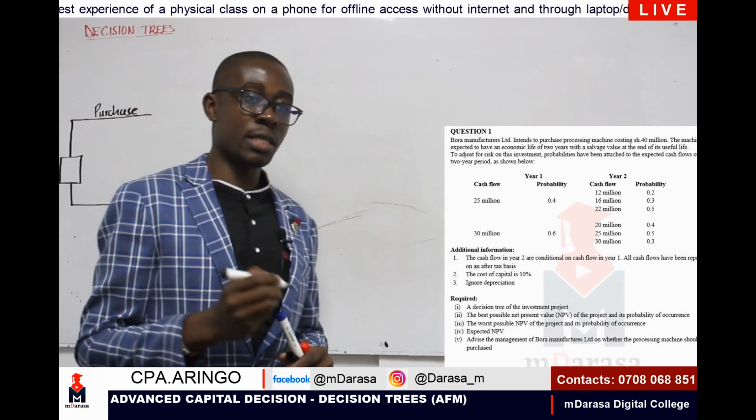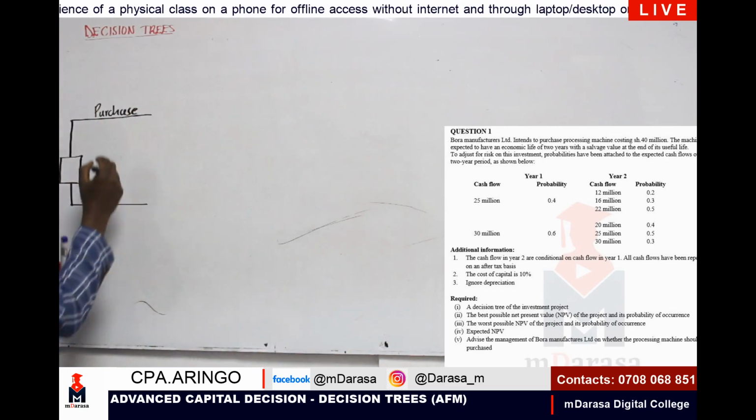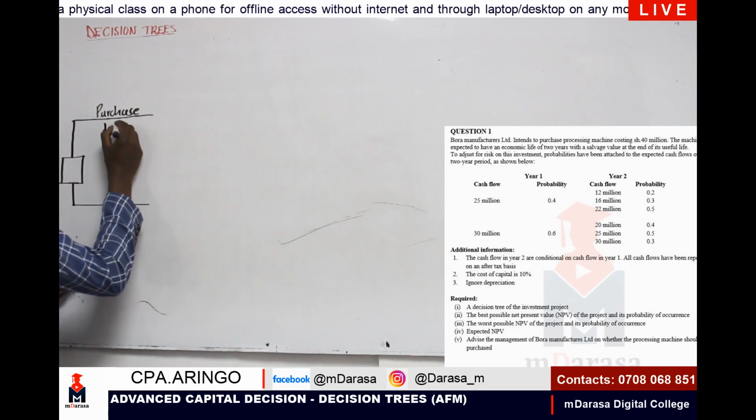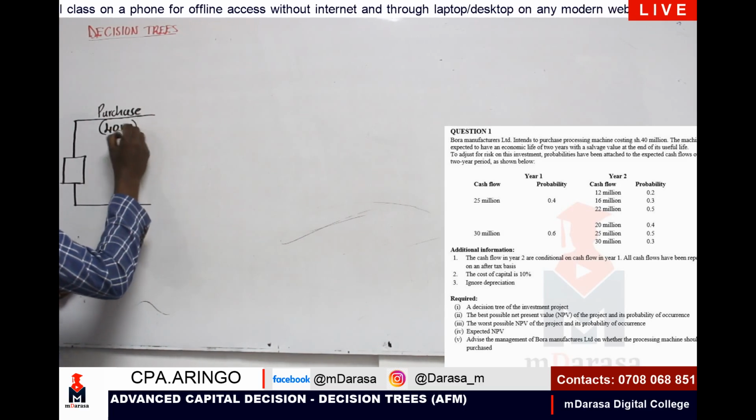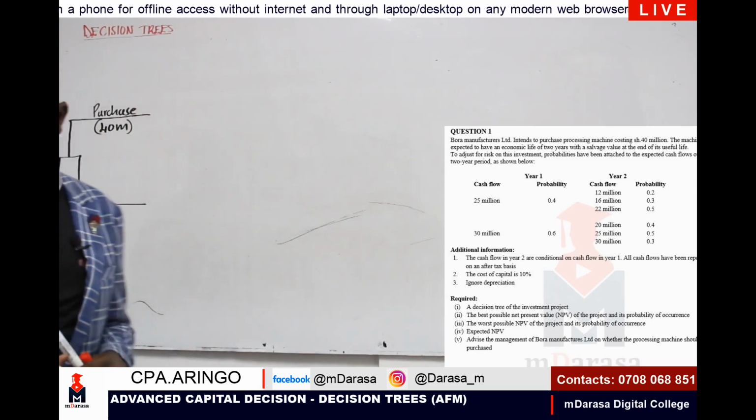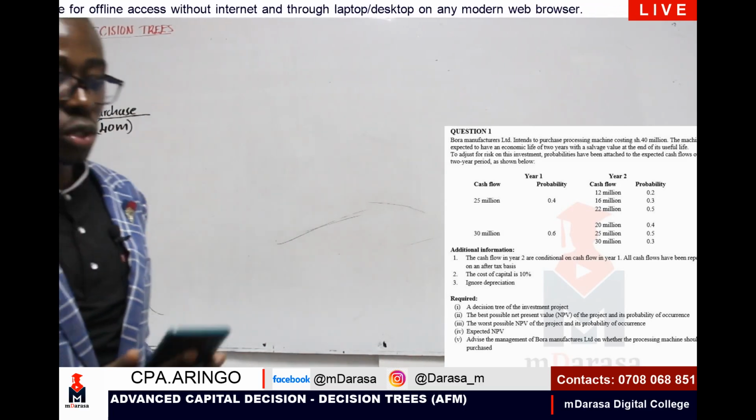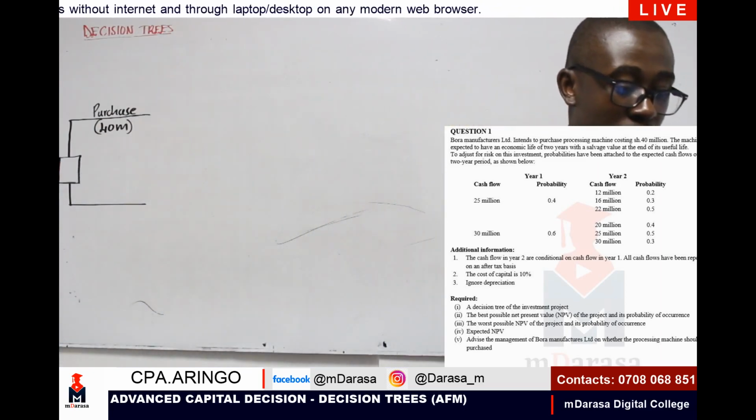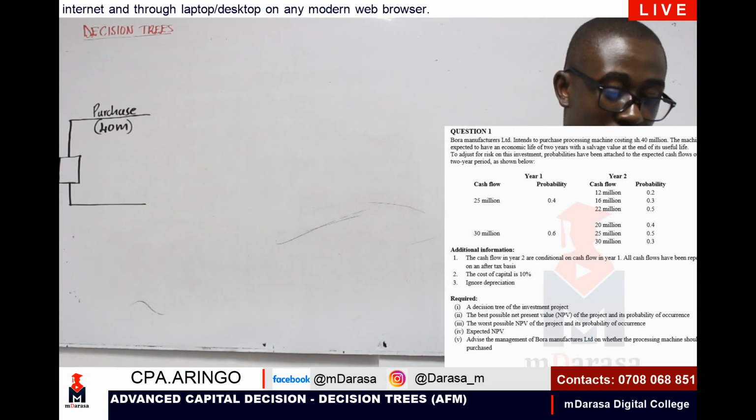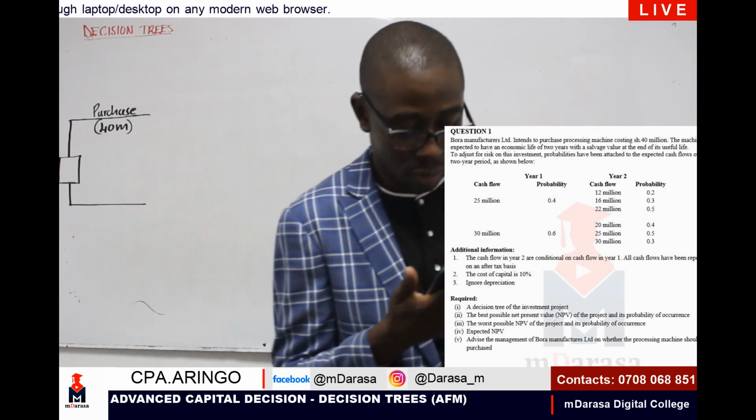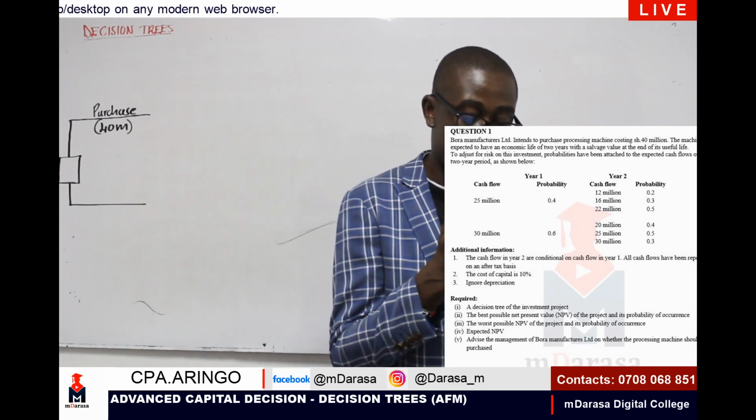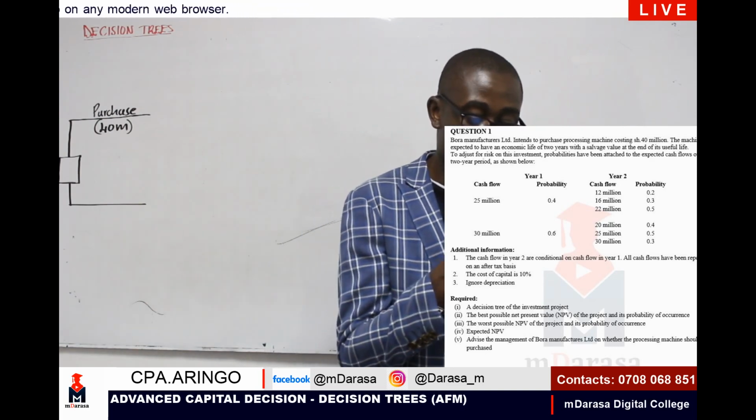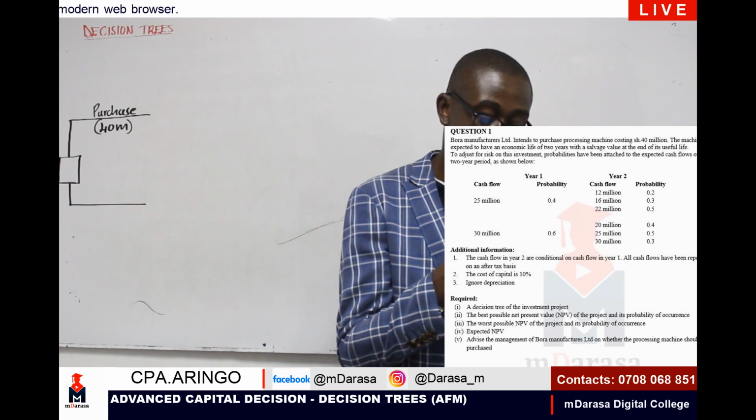So this is decision alternative, purchase. So if we purchase, how much are we going to spend? If you purchase, we've been told we are going to spend 40 million. That is if we purchase, because that machine will cost us what? 40 million as per the question, right? The machine is expected to have an economic life of 2 years with a salvage value at the end of the useful life. To adjust for risk on the investment, probabilities have been attached to the expected cash flows over the 2 years period as shown below.